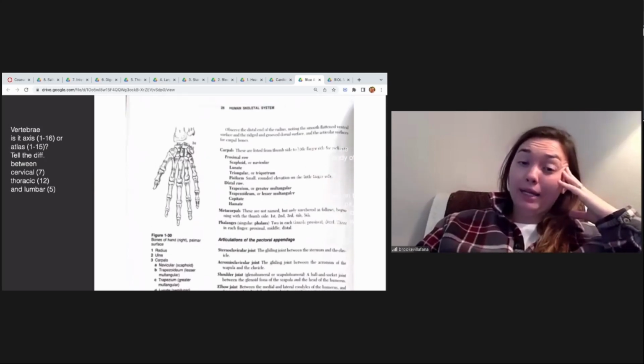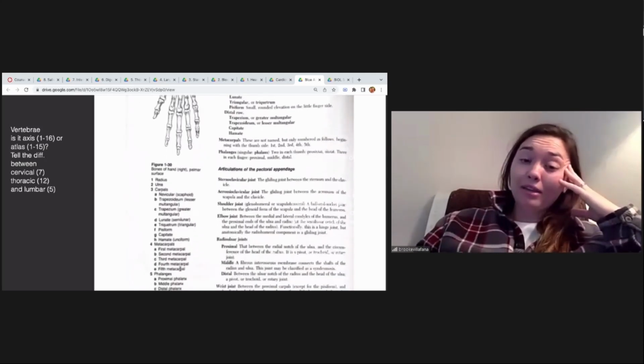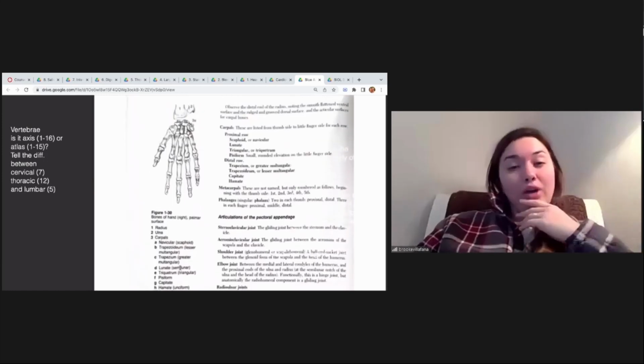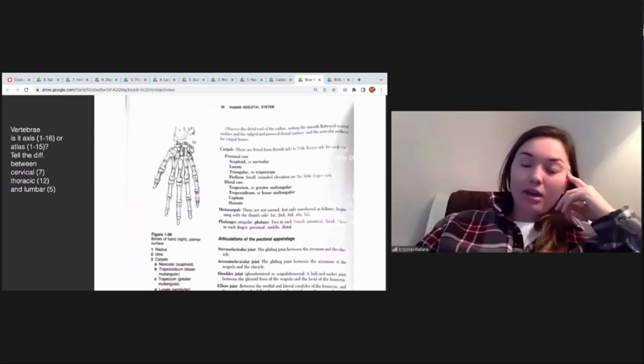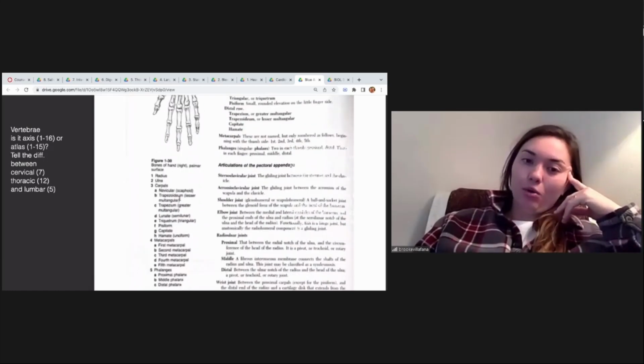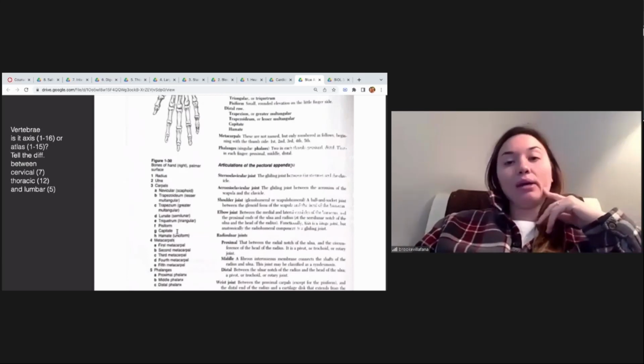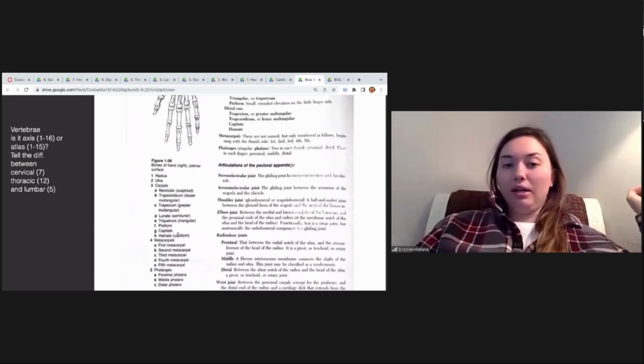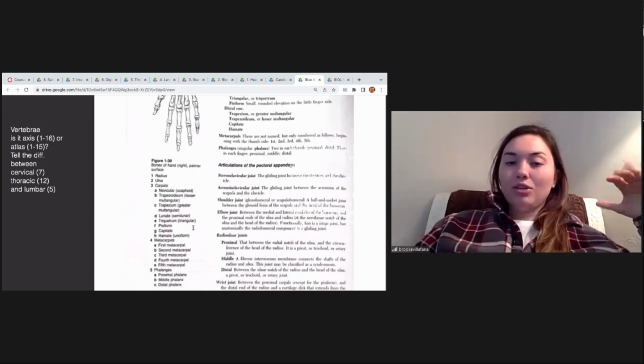I do remember my exam having at least one metacarpal, if not two. And then I think I was tested on every single one of them. I do highly recommend you take a look at their second name. I don't think it'll be on there, but just take a look at it.